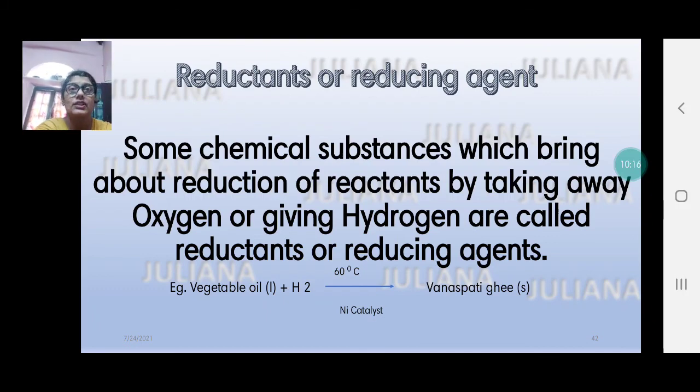Just as we had oxidants, we also have reductants. These are chemical substances which bring about the reduction reaction. How do they bring about reduction? By taking away the oxygen or supplying the wanted hydrogen.